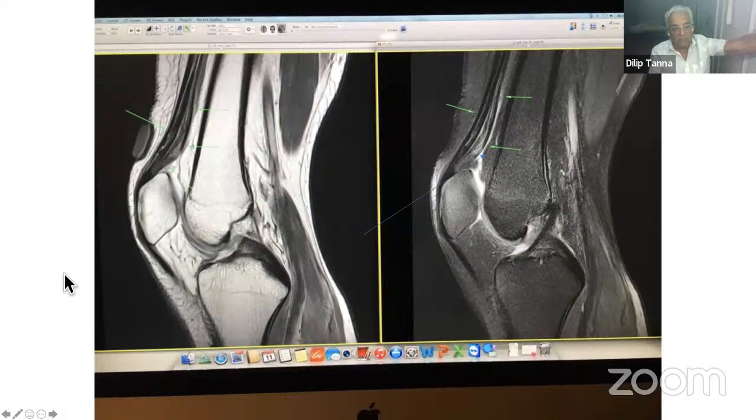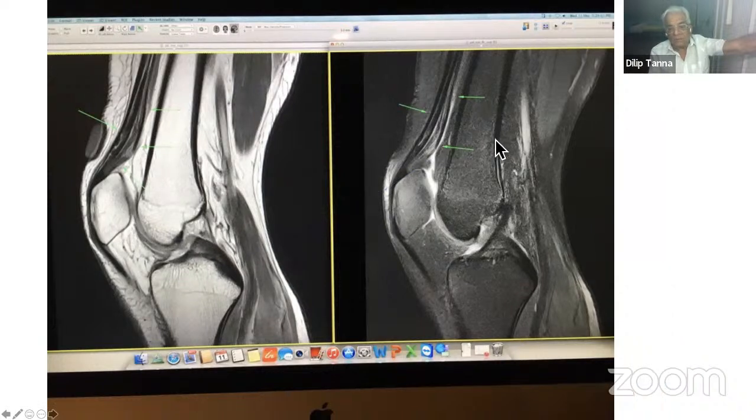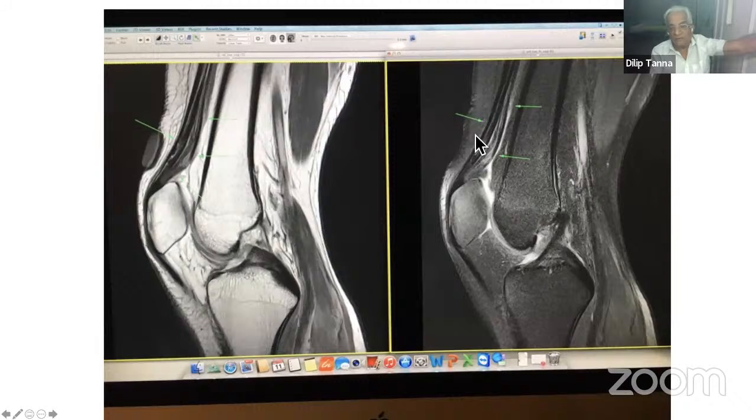Since the X-ray didn't reveal anything and there was no history of injury, I got an MRI done of the thigh. Why was it painful? The MRI shows inflammation of the quadriceps muscle. It was reported as inflammation of the quadriceps muscle, nothing else. These are the few changes which are there in the muscle.